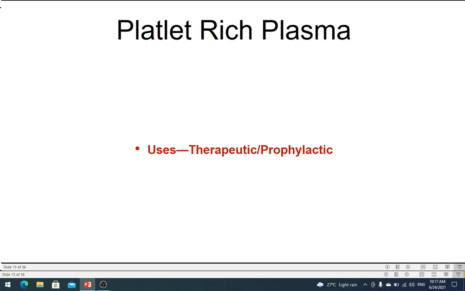Then I already told you about the platelet-rich plasma, isn't it? Now this platelet-rich plasma can be used both therapeutically and prophylactically also.